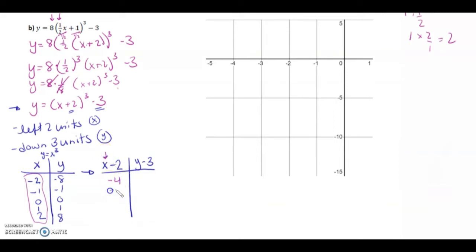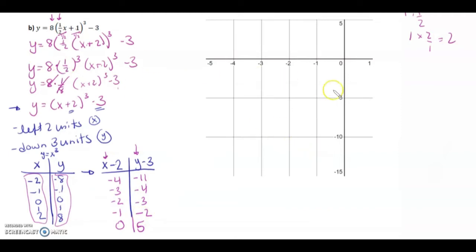So I get -4, -3, -2, -1, 0. And we're going to take every single y value and subtract 3 from it. So -11, -1 minus 3 is -4, that's -3, 1 minus 3 is -2, and then 8 minus 3 is 5. Is that positive? Nope, that's good.